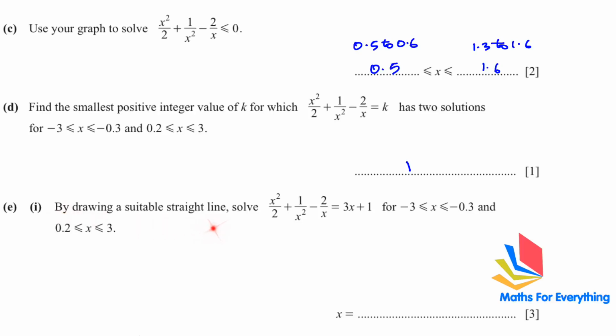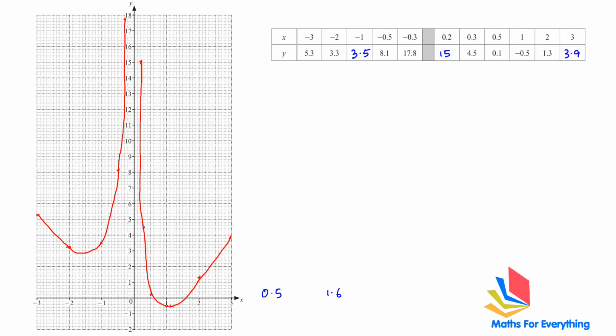Next, by drawing a suitable tangent, suitable straight line, we have to solve this equation, and the line has been given to us, 3x plus 1. So our line is y is equal to 3x plus 1. We will choose 2 points and find the y values. So let's take the biggest x value. So when x is 3, what is the value of y? 10. So when x is 3, y is 10 is your 1 point.